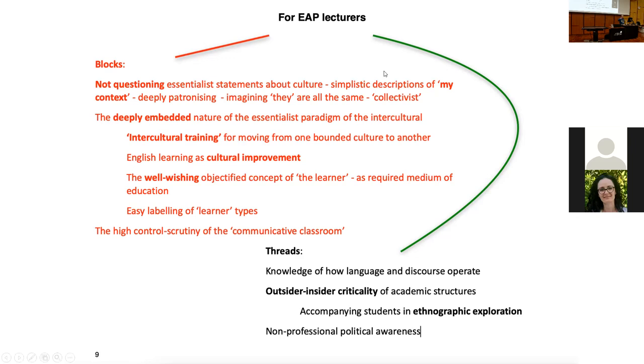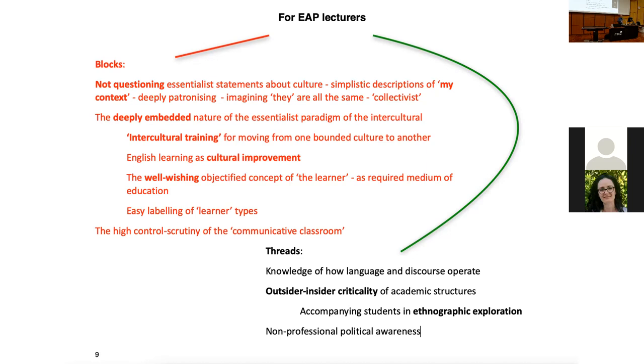And of course, those of us who are in English language teaching have inherited this high control scrutiny of a communicative classroom where every single move and word is watched and remarked on by the teacher, where there's hardly any space for students to be themselves.